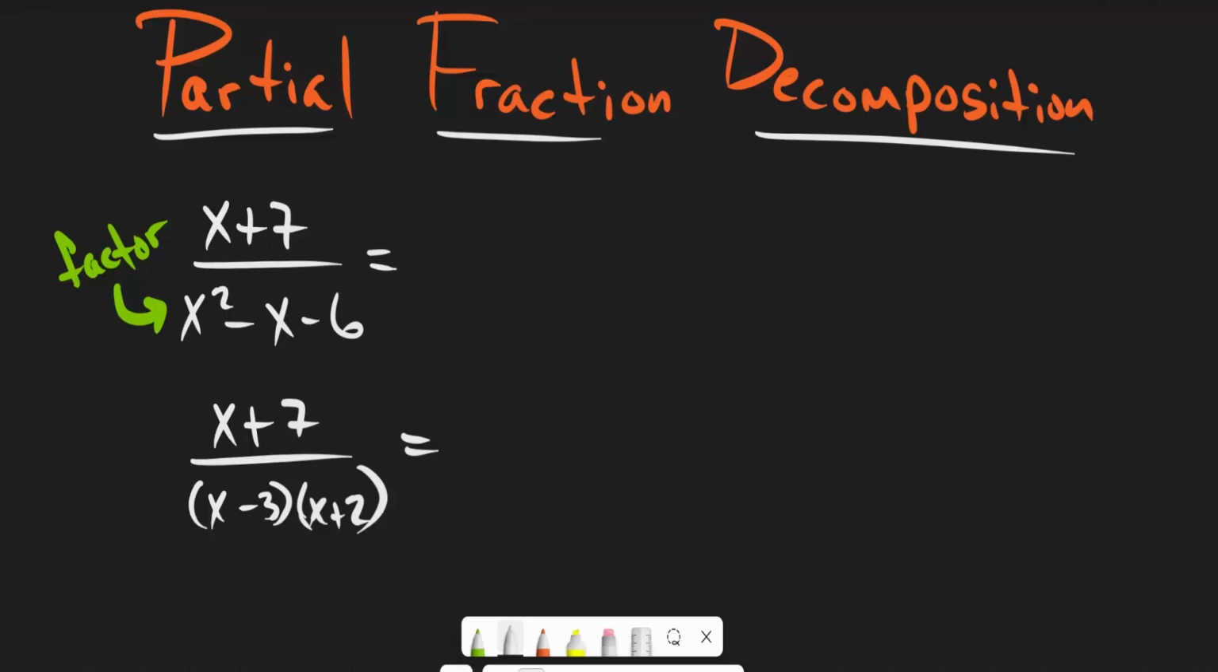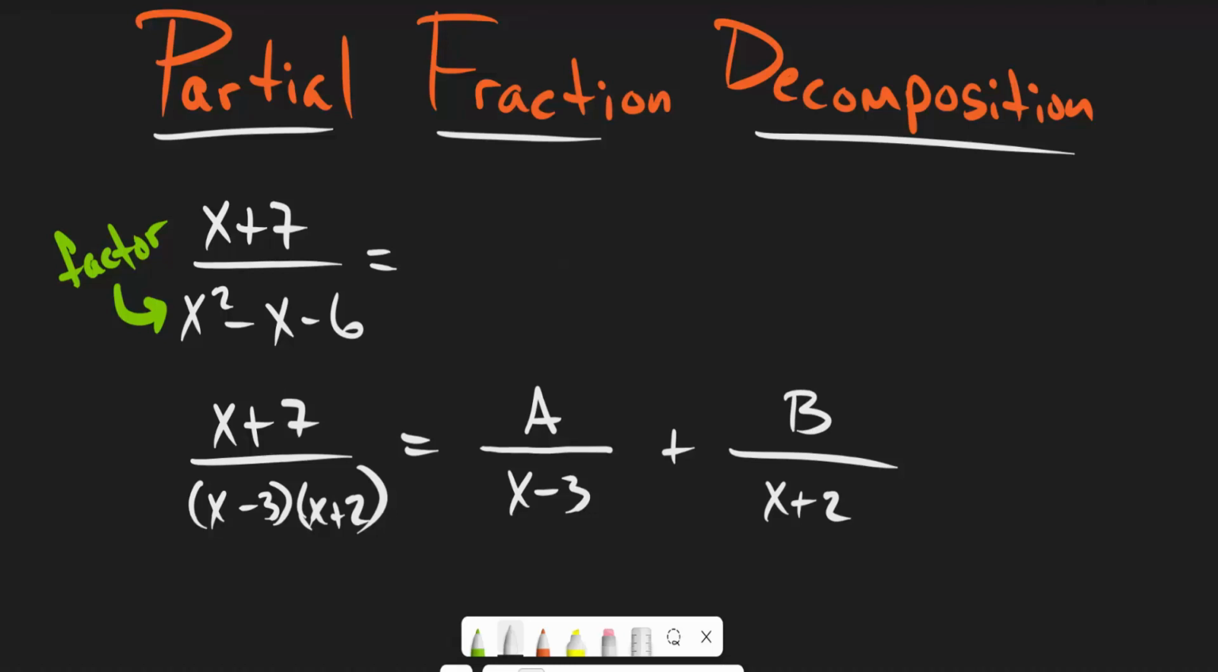Okay, so from here, what we're going to do is we're going to write our fractions. Now, the first fraction is going to have a denominator of x minus 3. The second one is going to have the denominator of x plus 2. Now, what are the numerators? We have no idea. So I'm just going to call them a and b.